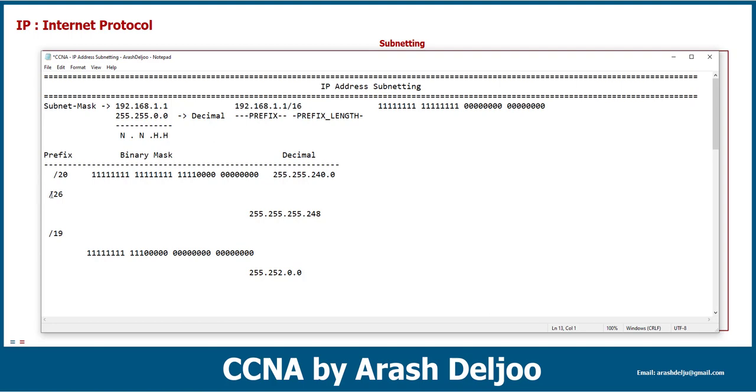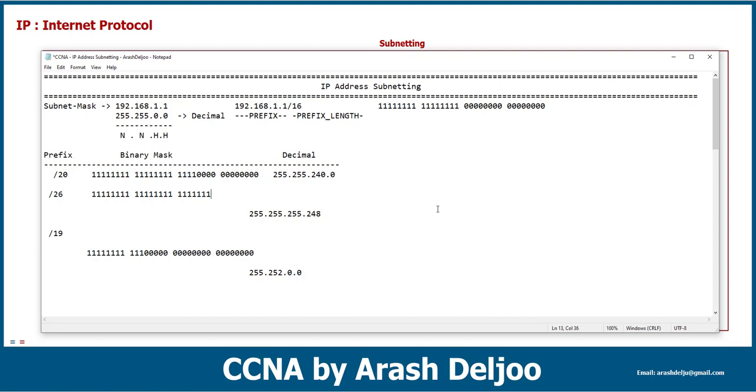In the second example, we have the prefix. Okay, the prefix is /26. This means that we have 26 bits of network. Because of that, in the subnet mask, we need to use 26 bits of one. Why? Because you know that each one represents one network bit in the IP address.